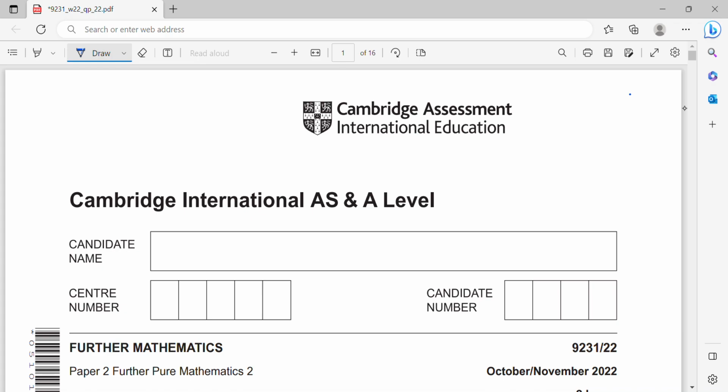Everyone, welcome to Mathworld. This is Cambridge International AS and A Level Further Mathematics, Paper 2 for October-November 2022. The code is 9231/22. In this video, I'm going to discuss questions 7 and 8.